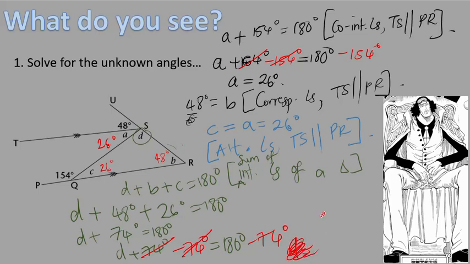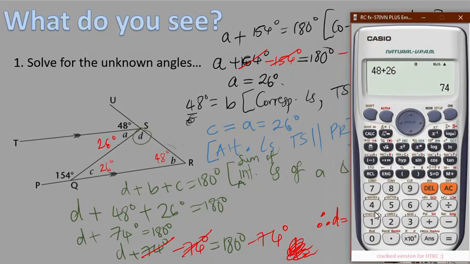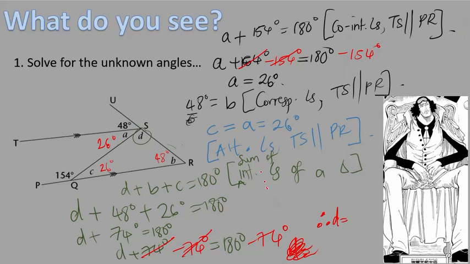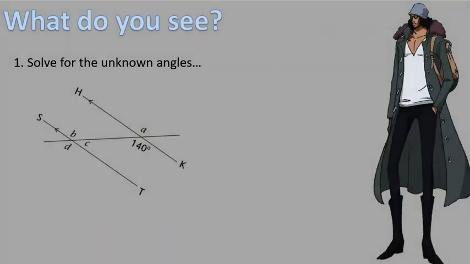So I'm saying therefore D is equal to, calculator again, 180 minus 74. That is 106 degrees. There we go. Easy peasy, lemon squeezy. The other part now. Just 3 more questions left and we'll be done. This is so easy. So let's try to find them in order and see if we can do that.